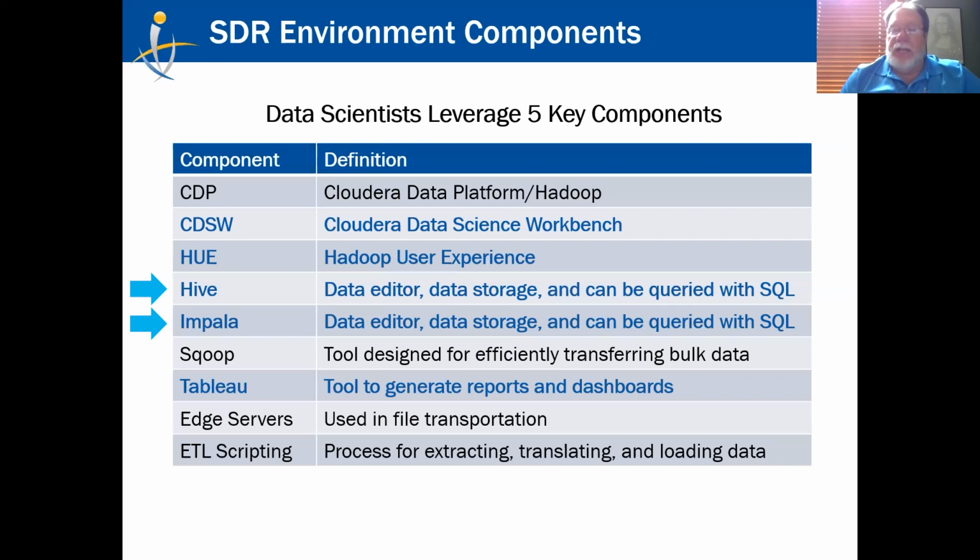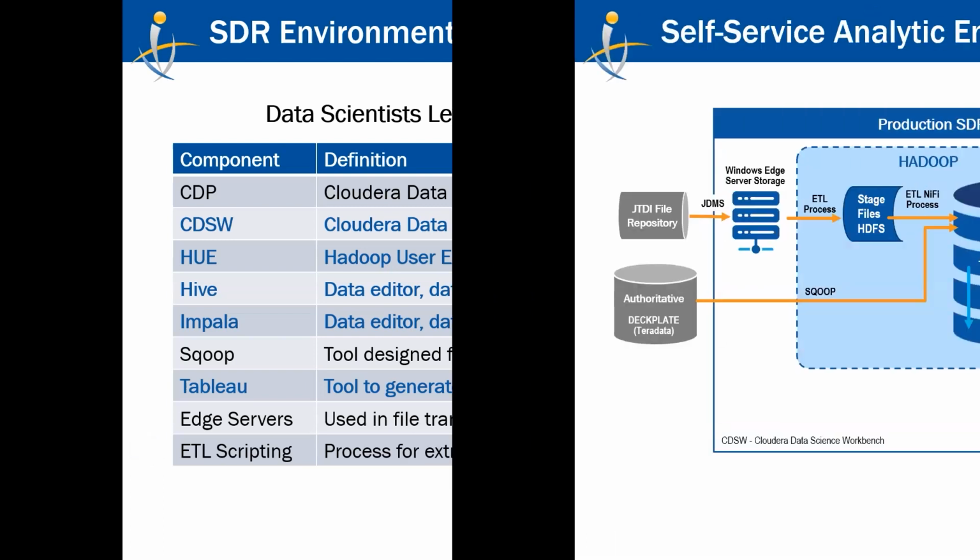Hive is built for heavy ETL SQL jobs, while Impala is built for analytics. Sqoop is a tool designed for efficiently transferring bulk data. Tableau is used for reports and dashboard generation. Servers are used in file transportation and ETL scripting, a process of extracting, transforming, and loading data.